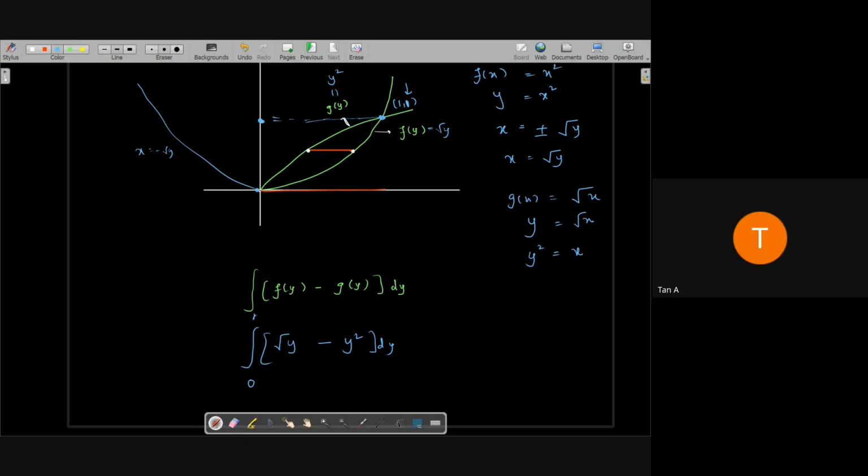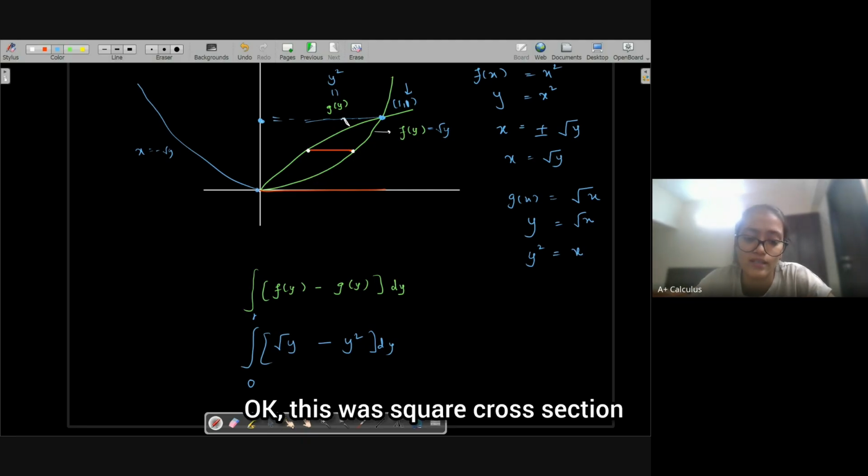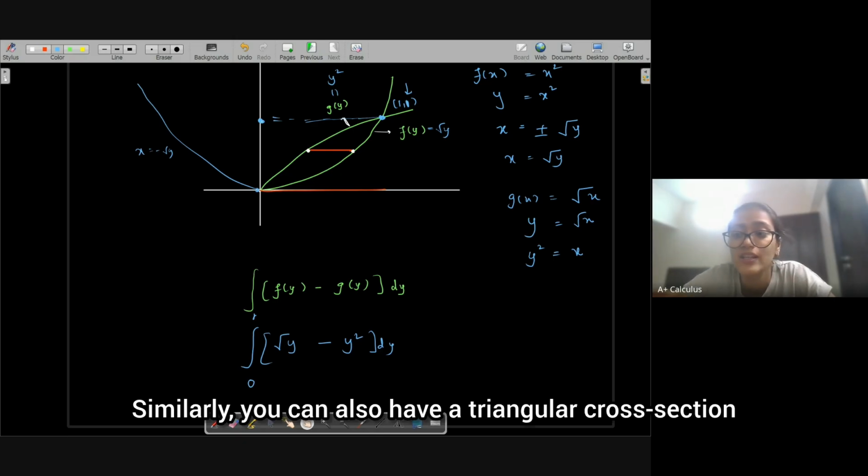So this is the square cross section. This was the square cross section. Similarly, you can also have a triangular cross section.